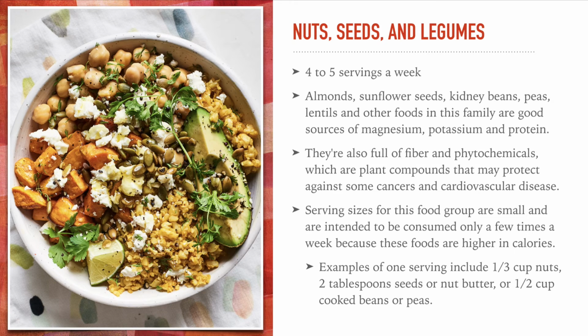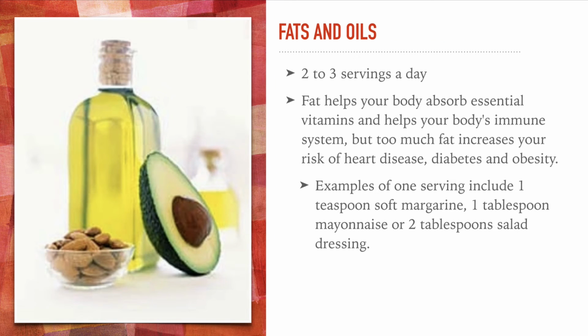For nuts, seeds, and legumes, it is recommended to have about 4 to 5 servings a week. Almonds, sunflower seeds, kidney beans, peas, lentils, and other foods in this family are a good source of magnesium, potassium, and protein. For fats, it is recommended to have 2 to 3 servings a day. Fat helps your body absorb essential vitamins and helps your body's immune system, but too much fat increases your risk of heart disease, diabetes, and obesity.